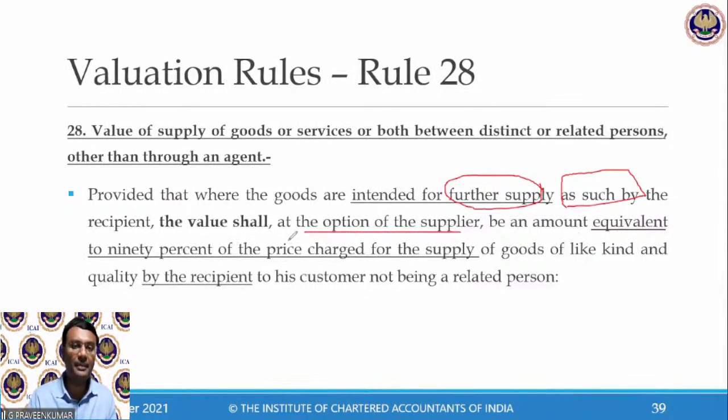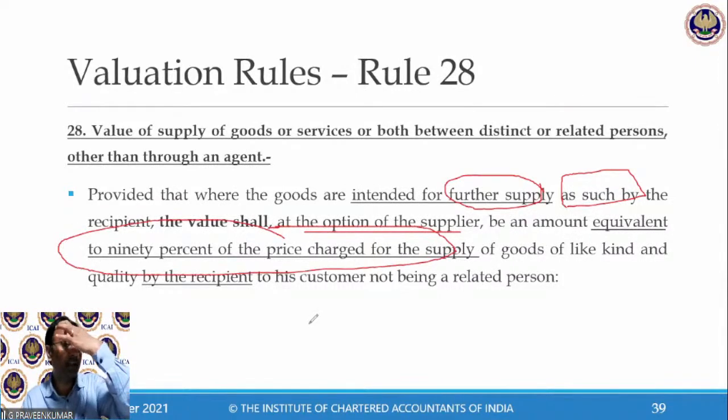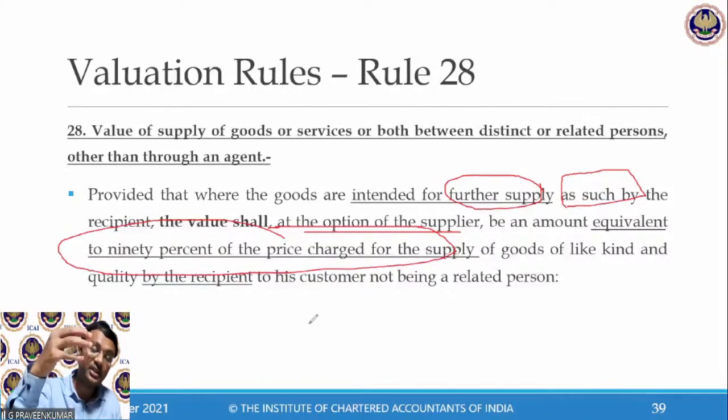be 90% of the price charged. So why do I go for 90%? Why shouldn't I go for Rule 30? So when I go to Rule 30, CAS 4 comes into picture. The goods manufactured on that 110% will be the value.